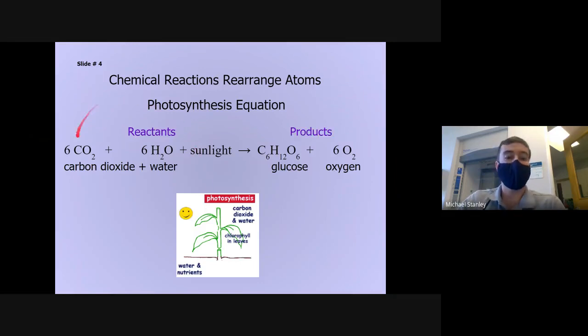All right, so we have our reactants. They're turning into some different products than we had before, but we're rearranging the atoms that we start off with. So they're different overall products, but they are made out of the same atoms that we started with.